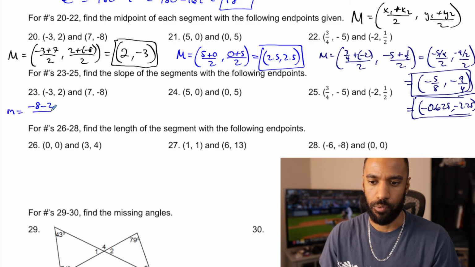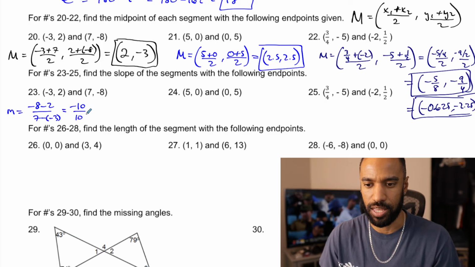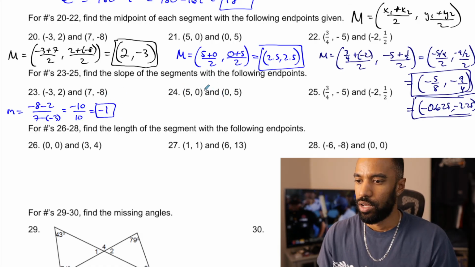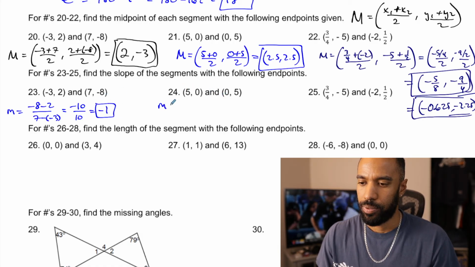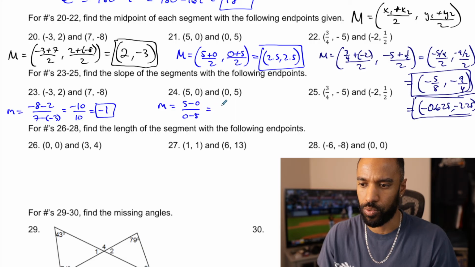y2 minus y1 over x2 minus x1. That's -10 over, I think, +10 there, which is -1, or -1 over 1. This slope, I think, is -1. y2 minus y1 over x2 minus x1, which is 5 over -5, which is also -1.